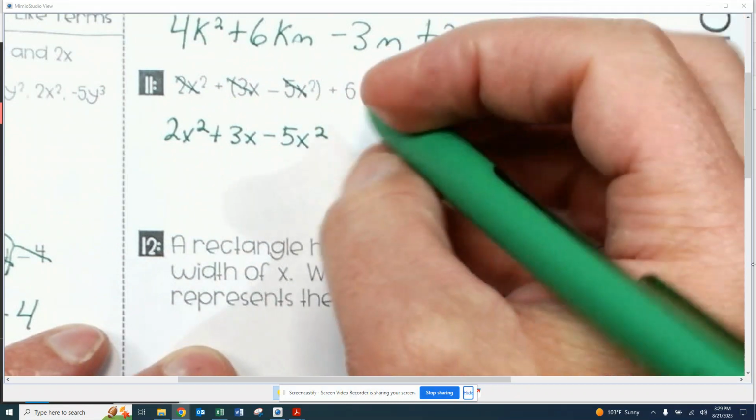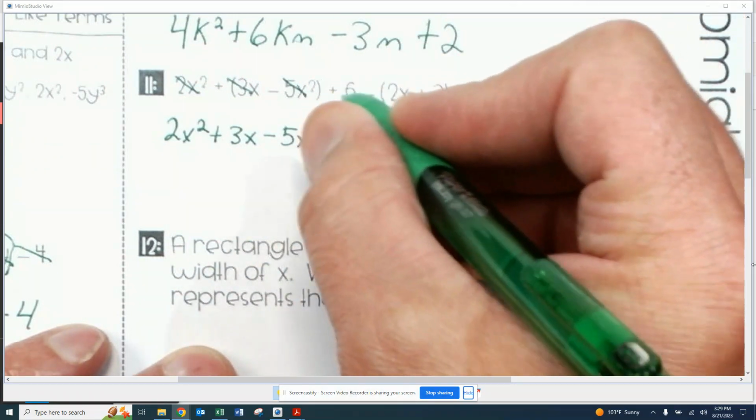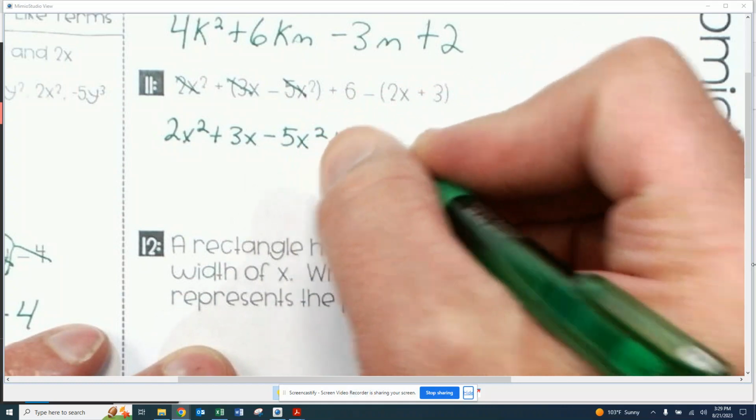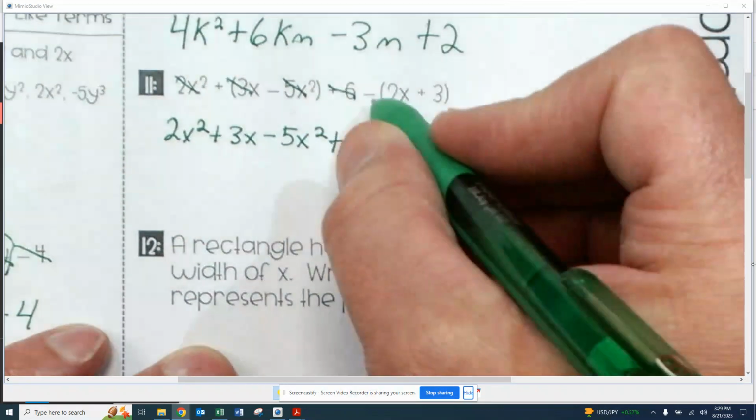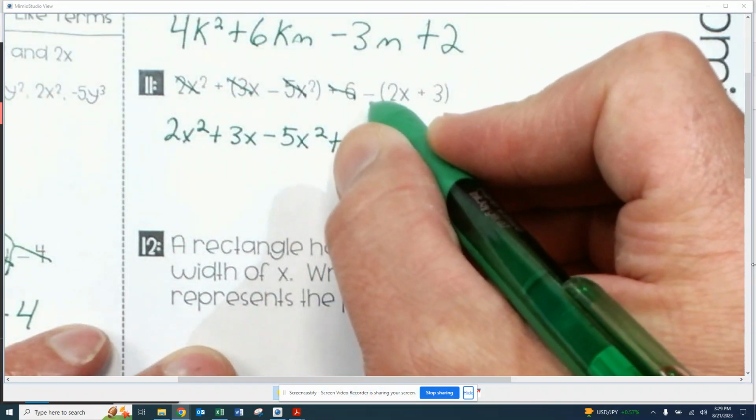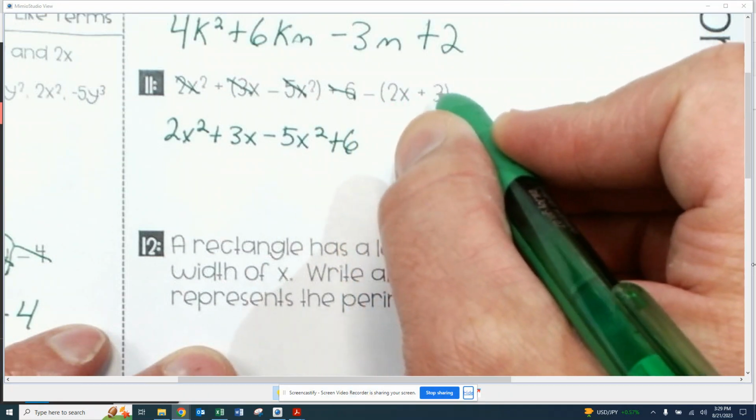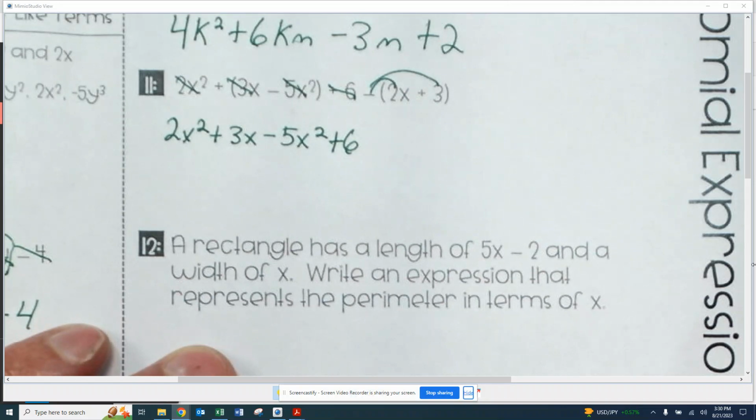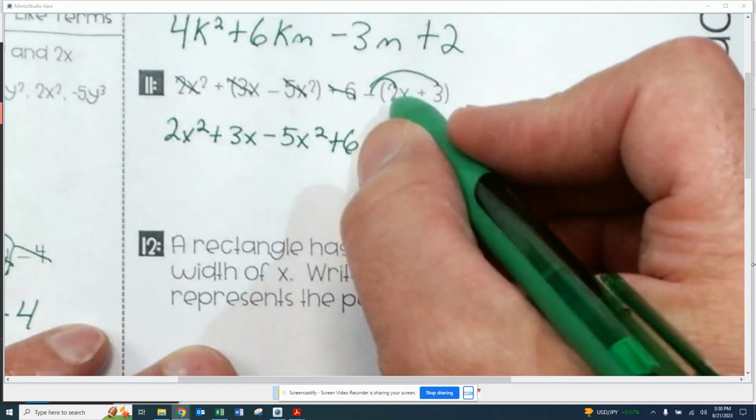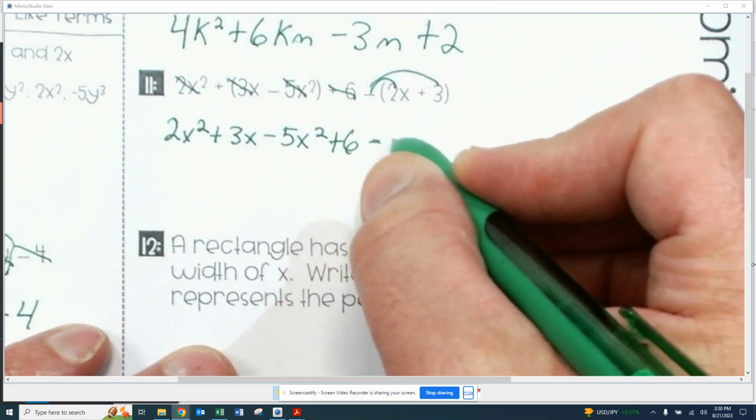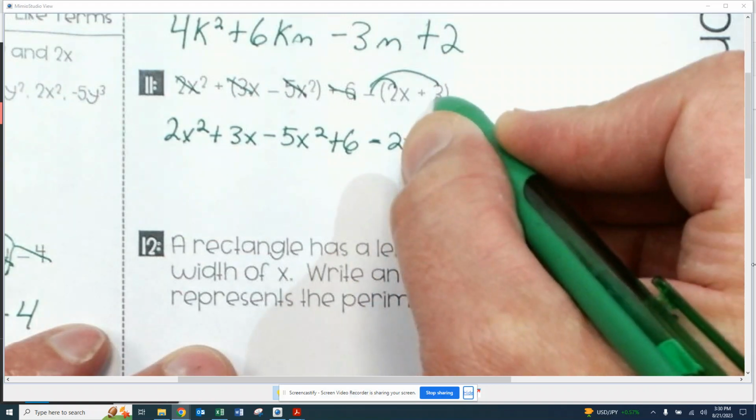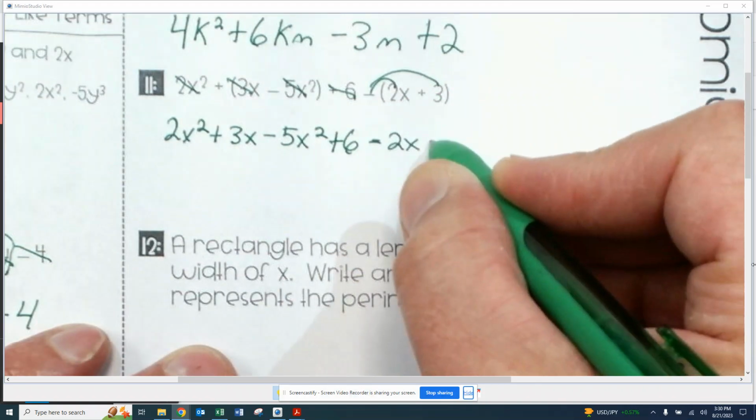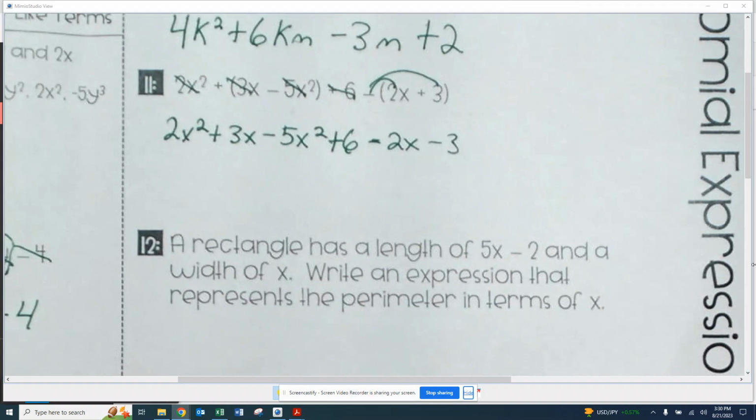I've gone through, I've eliminated these parts and brought them down appropriately. I have plus 6. There's no multiplication here yet, so plus 6 is done. What's left is negative, or subtract, 2x plus 3. I have to distribute this negative to both of them. Positive 2x becomes negative 2x, and positive 3 becomes negative 3. Now I combine like terms.